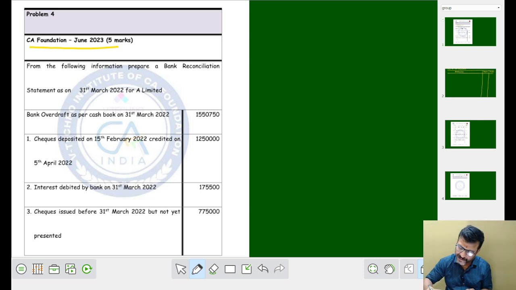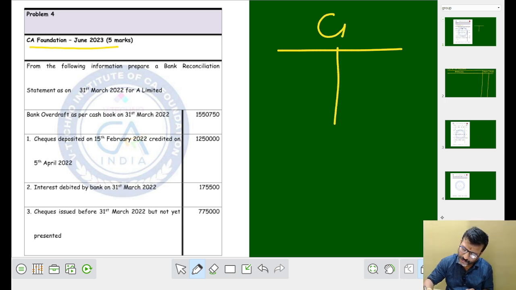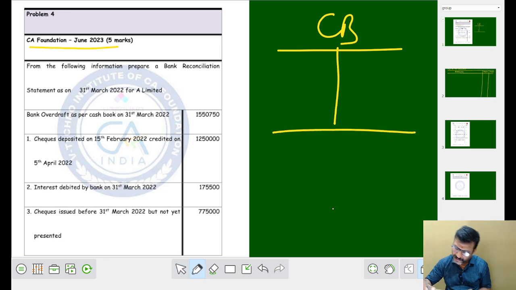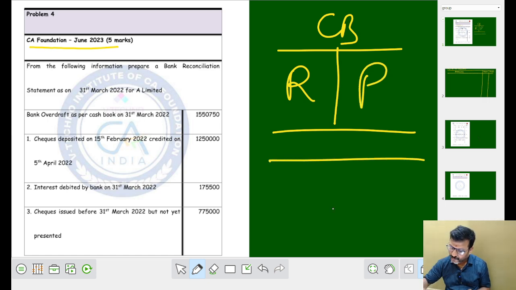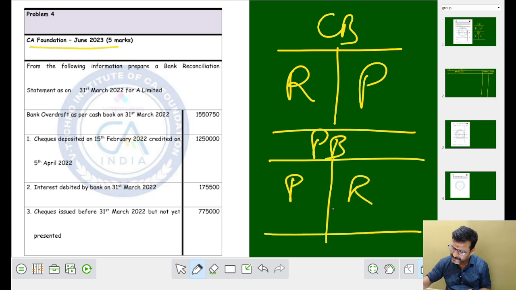Please, my dear kids, try to remember while doing problems in BRS, we have a cash book. In the cash book, the debit side has receipts, and the credit side has payments. When it comes to the passbook, the debit side has payments, and the credit side has receipts.